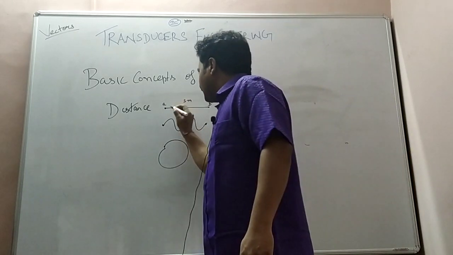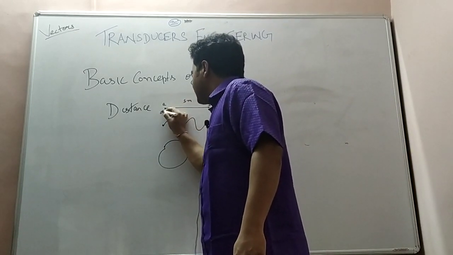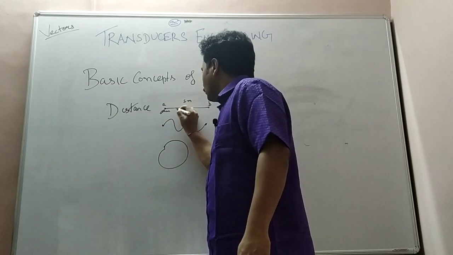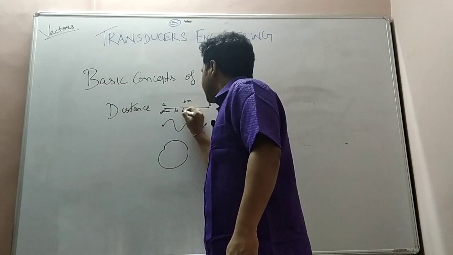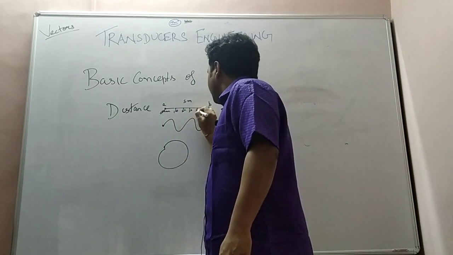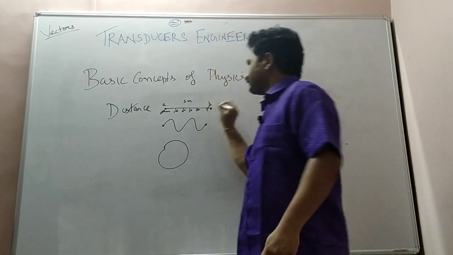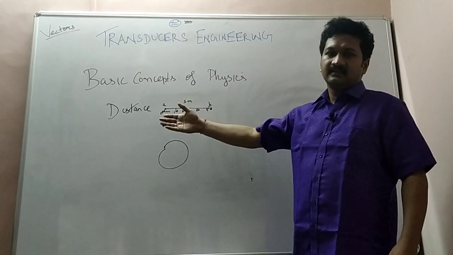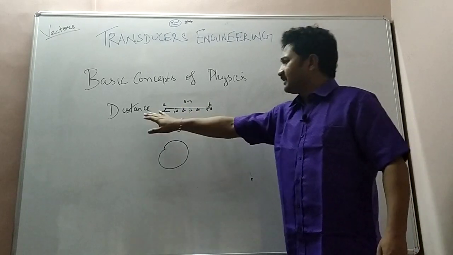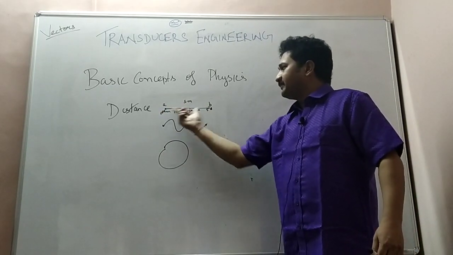An object has started to move from position A, from the 0th meter to the 1st meter, 2nd, 3rd, 4th and 5th. This is the distance. This is the meaning of distance, the measurement of the magnitude from A to B.